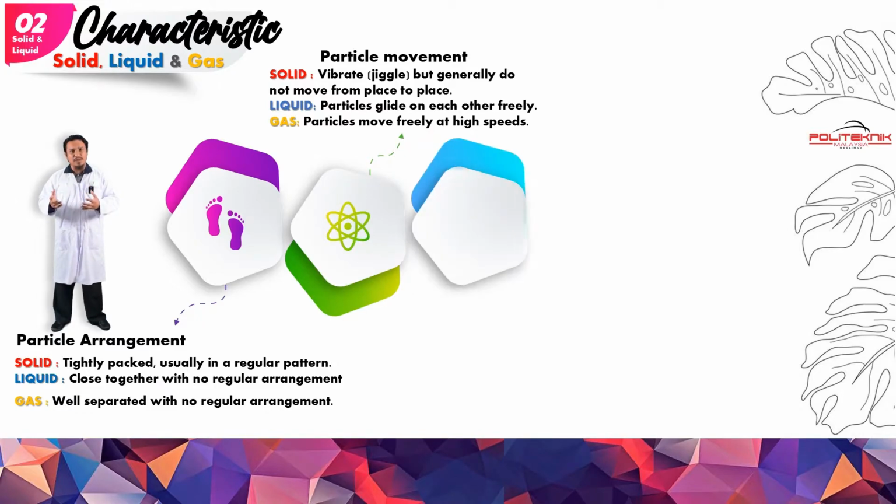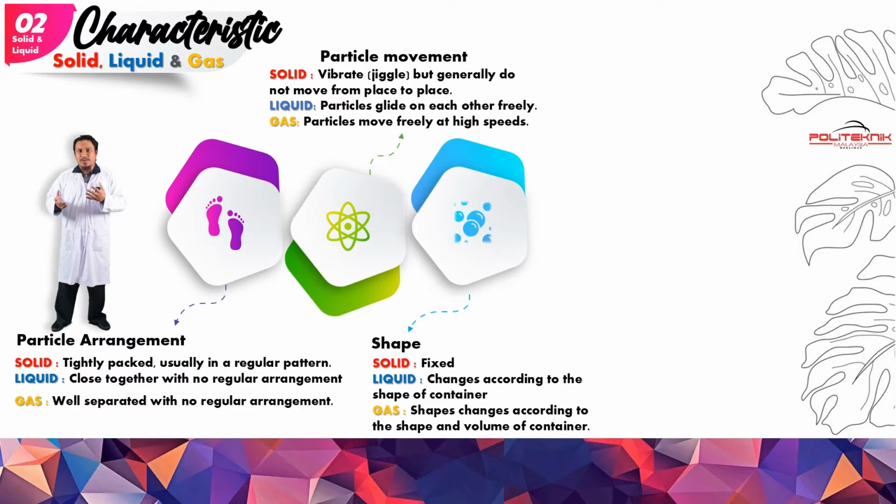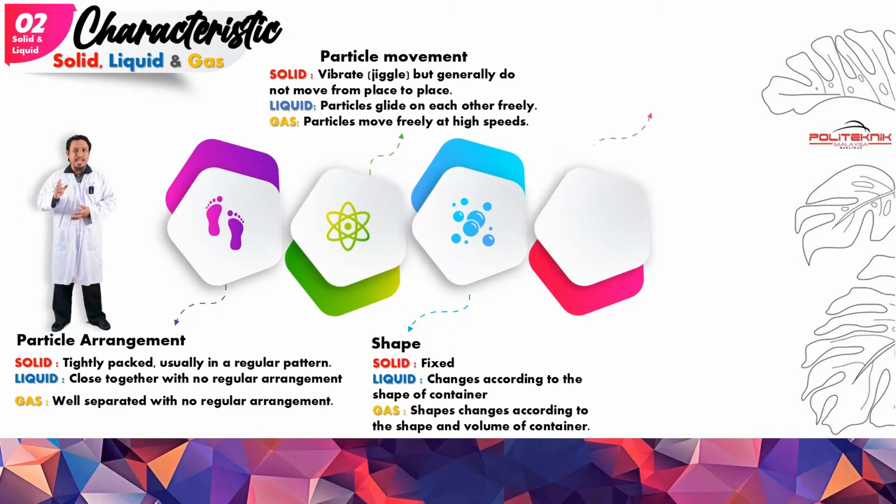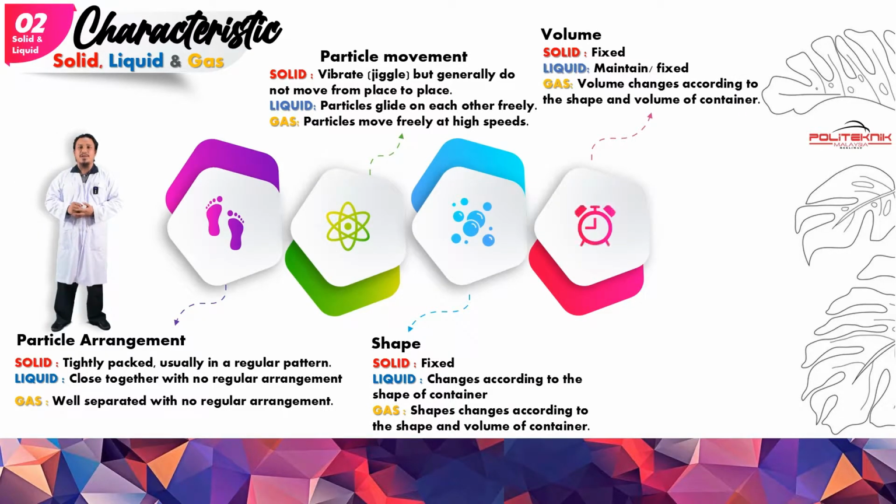If we look at shape, for solid it is fixed, while for liquid it changes according to the shape of the container, while for gas, the shape changes according to the shape and volume of the container. If we look at volume, for solid it is fixed, for liquid it is maintained or fixed. For gas, the volume changes according to the shape and volume of the container itself.